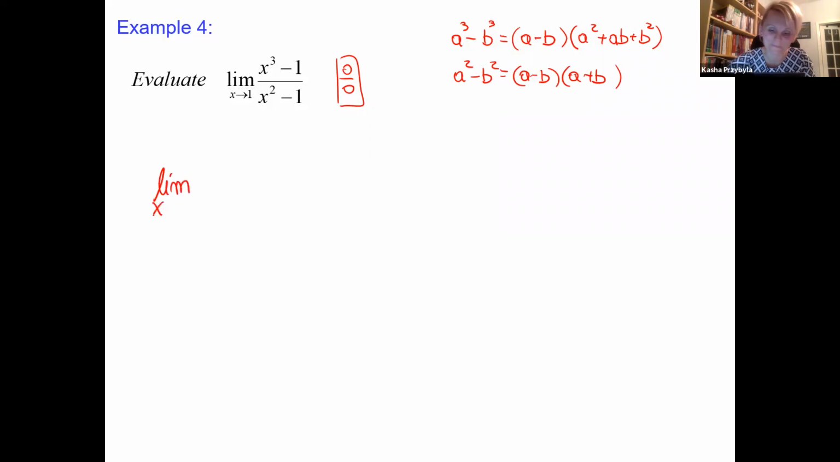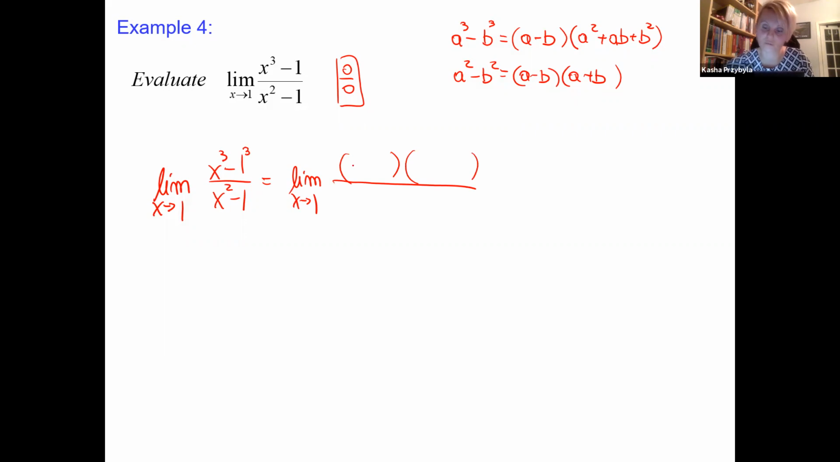Let's type the answer. We have x cubed minus 1 over x squared minus 1. They definitely have a common factor. x cubed minus 1 cubed will be x minus 1 times x squared plus x times 1 plus 1 squared. And the denominator is x minus 1 times x plus 1. We can nicely see that's the common factor, the common zero, gone. What is the answer? Who can tell me? Can you type for me? Thank you. 3 over 2.